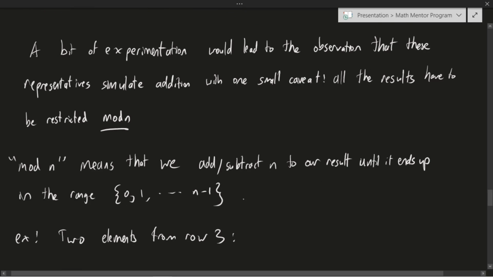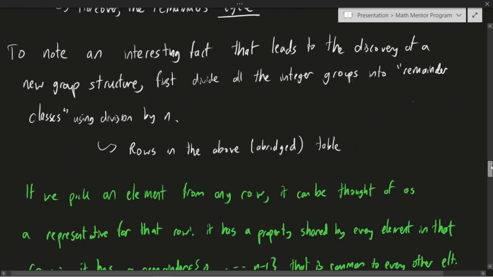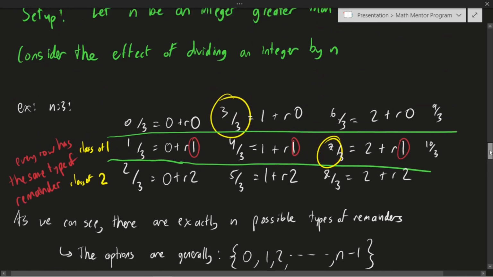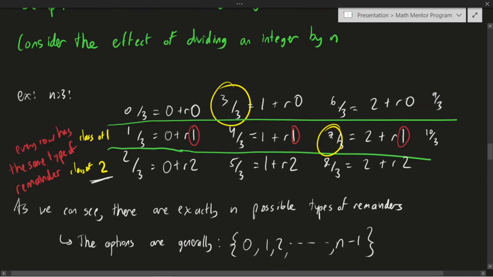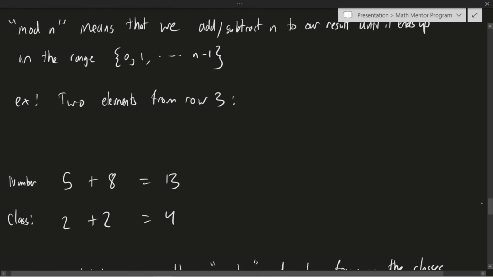Okay? So for example, let's add two elements from row 3. Now, what is row 3? In our table here, row 3 is the class of 2. Right? So let me just get this down here. So I chose 5 and 8, right? Now, if we think about what happens in our classes, these are both a class of 2. So again, 5 is in the class of 2, 8 is in the class of 2. When we add 2 and 2 together, we get 4. When we add 5 and 8 together, we get 13.